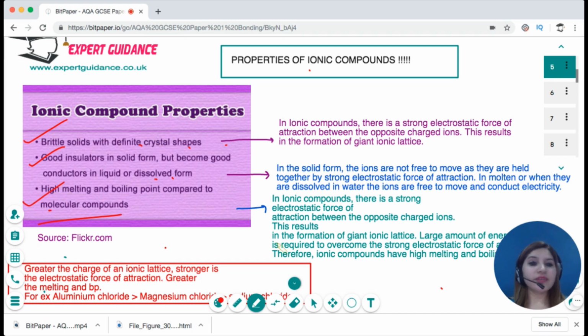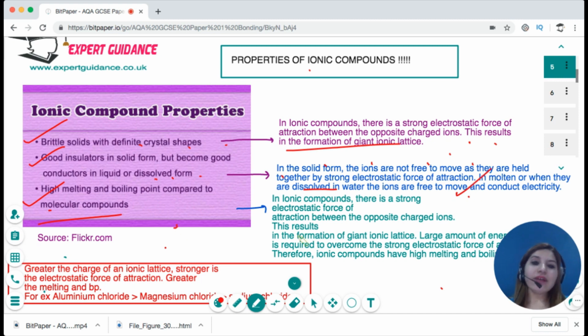Now, the reason for these properties you should know. In ionic compounds, there's a strong electrostatic force of attraction between opposite ions. This results in the formation of a giant ionic lattice. Now, why is it a conductor in liquid form? In solid form, the ions are not free to move as they are held together by strong electrostatic force of attraction. In molten form or when dissolved in water, the ions are free to move and conduct electricity.